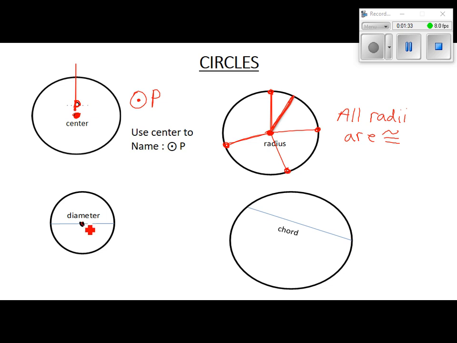A diameter goes from one edge of the circle through the center of the circle to the other edge of the circle. Diameter is always 2 times the radius, so 2 times the radius equals the diameter, or half the diameter. Diameter divided by 2 equals the radius.